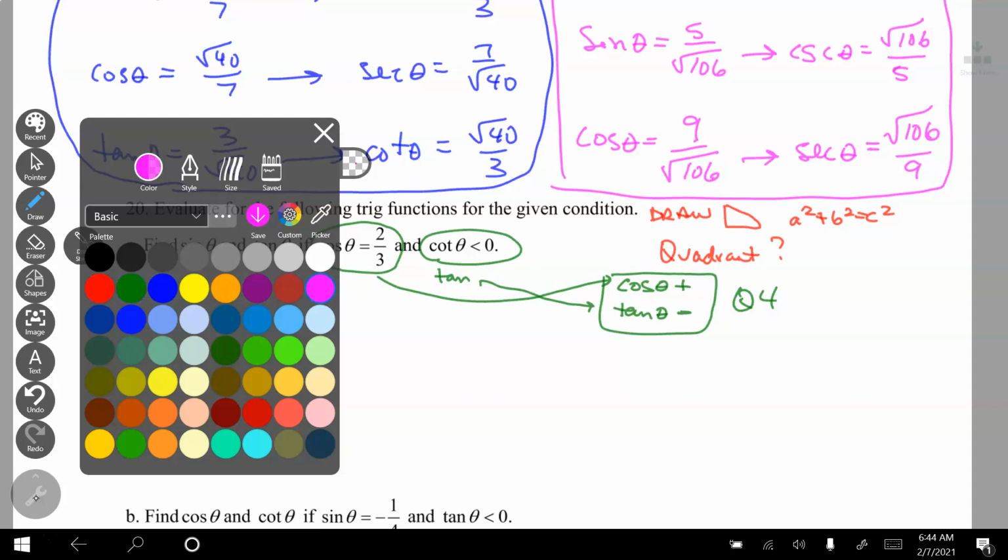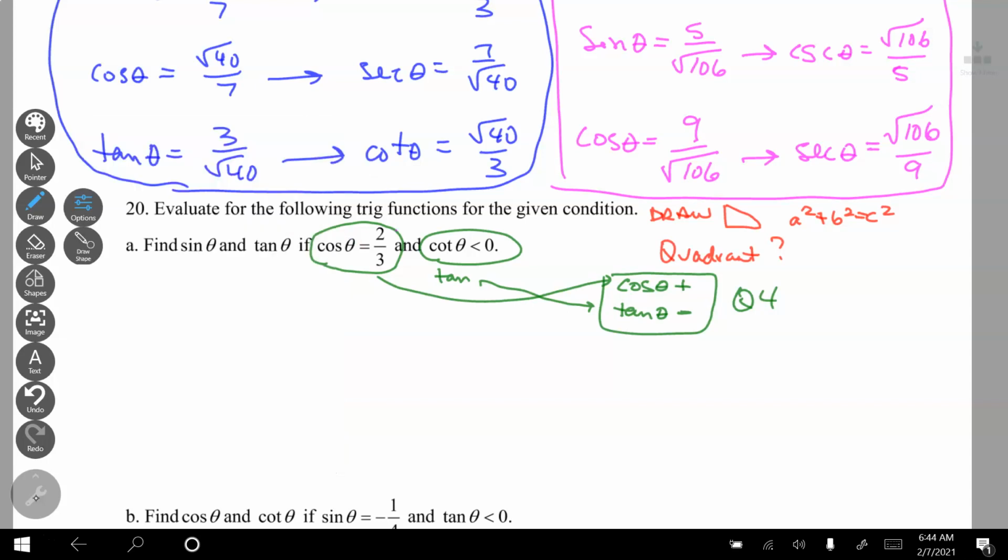I'm going to draw my triangle. Well, cosine is adjacent over hypotenuse. So when I draw my triangle, I get theta's here, adjacent is 2, hypotenuse is 3, I don't know side A, and I use my Pythagorean theorem. And I just square 3, which is 9, I square 2, which is 4, I subtract them, and I get A is equal to radical 5. Just leave it as a radical. And I don't have to find everything.